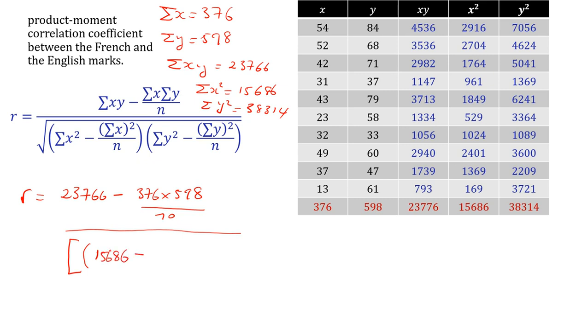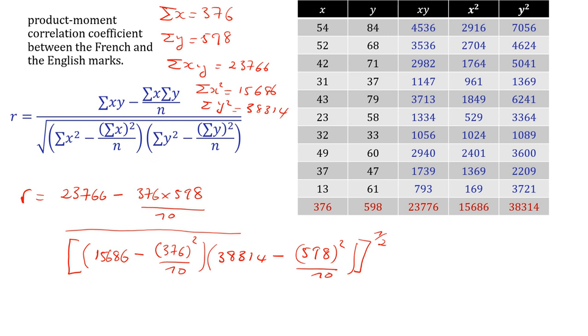So we have 15,686, minus the summation of x all squared. Summation of x is 376, all of that squared, divided by 10, and this times summation of y squared, which is 38,314, minus summation of y, 598, all of that squared, divided by 10. So we close the big bracket and raise it to the power half. That raised to the power half is the square root. So now we punch that value on our calculator, and we get the correlation coefficient.